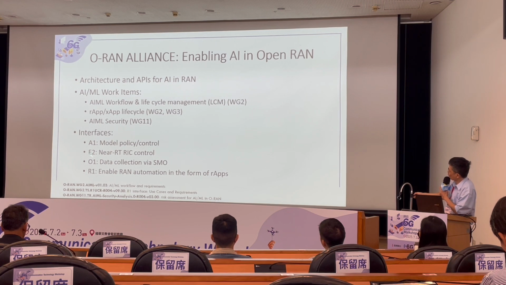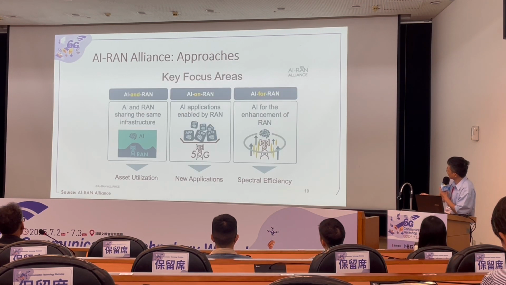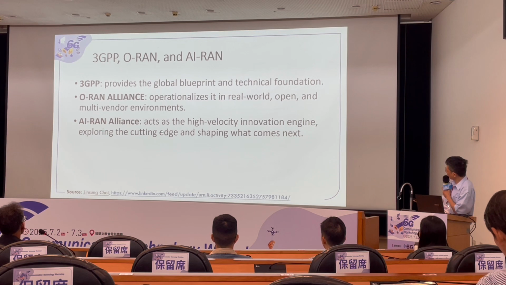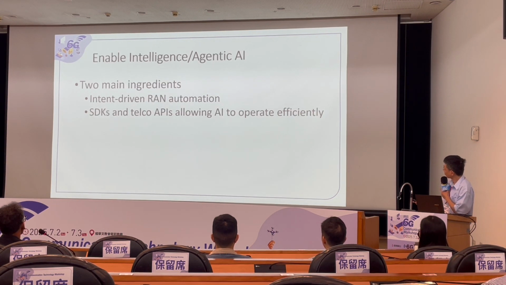There are 4 important interfaces: A1, E2, O1, R1. The AI-RAN Alliance defines the use cases: AI and RAN, AI for RAN. To summarize, 3GPP defined the global blueprint and the technical foundation. O-RAN Alliance tries to provide an open, multi-vendor environment. The AI-RAN Alliance tries to provide some new use cases.